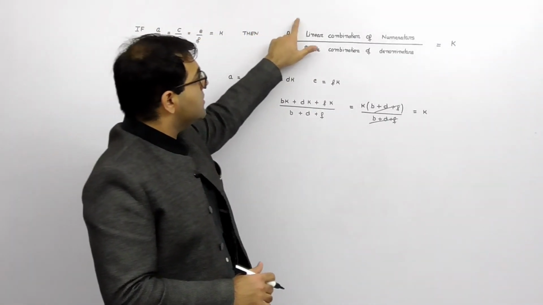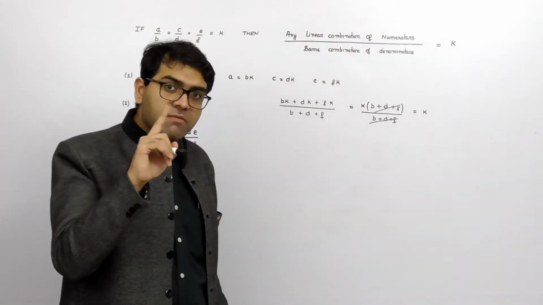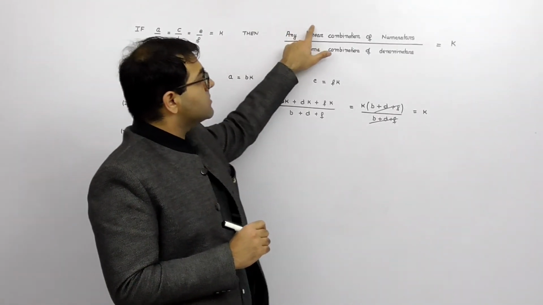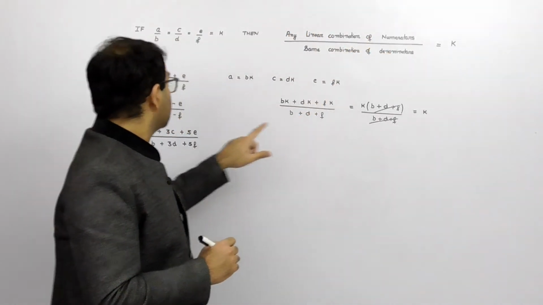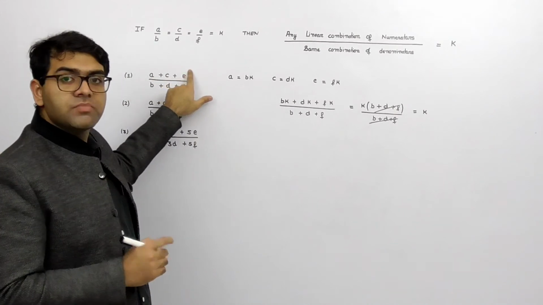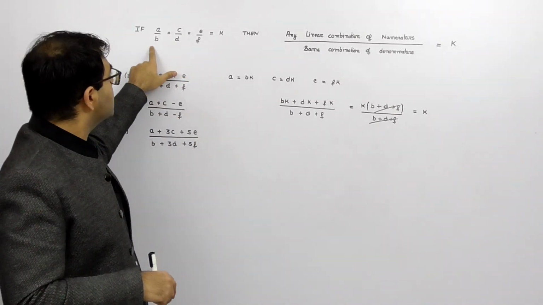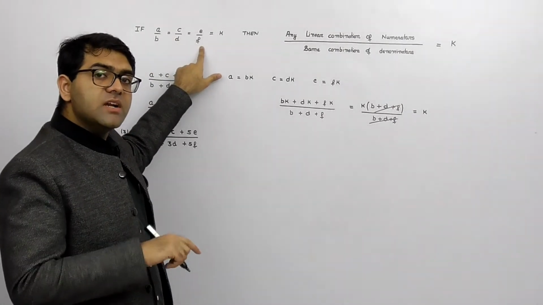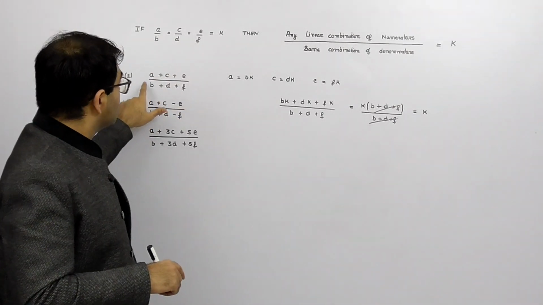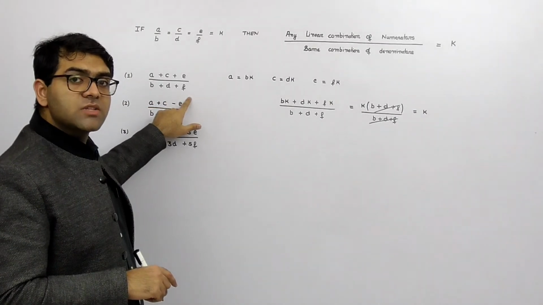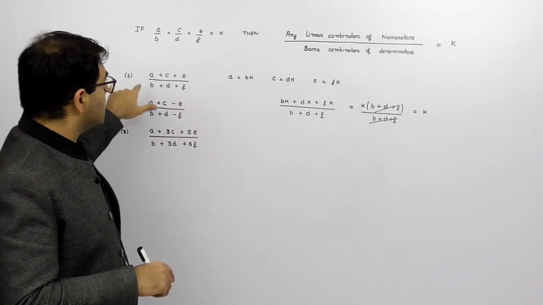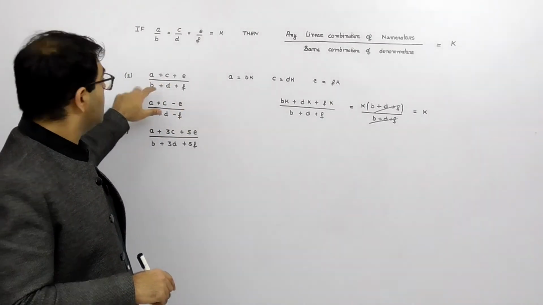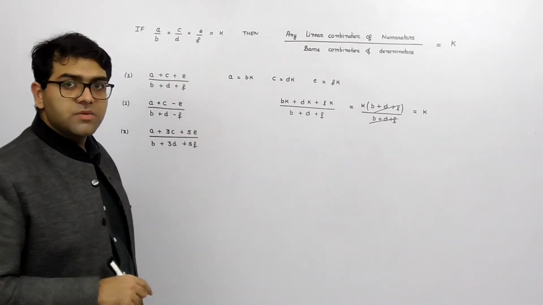मैंने यहाँ पे linear combination, power one. मैंने एक linear combination बनाया इन numerators का, as let's say A plus C plus E. अब मैंने denominators को पकड़ा जो कि B, D and F थे और B, D and F को use करके मैंने एक combination बनाया denominators का जो कि numerators के combination के same था. ये ratio हमेशा K देगी.